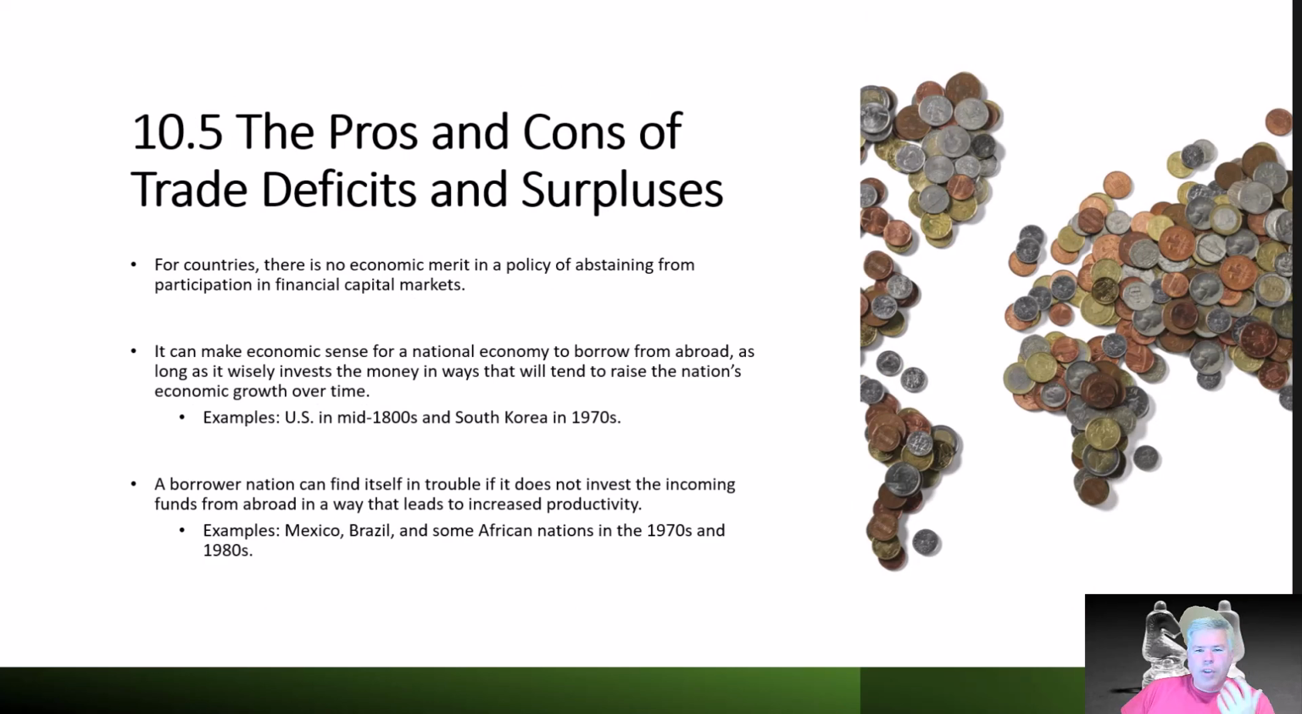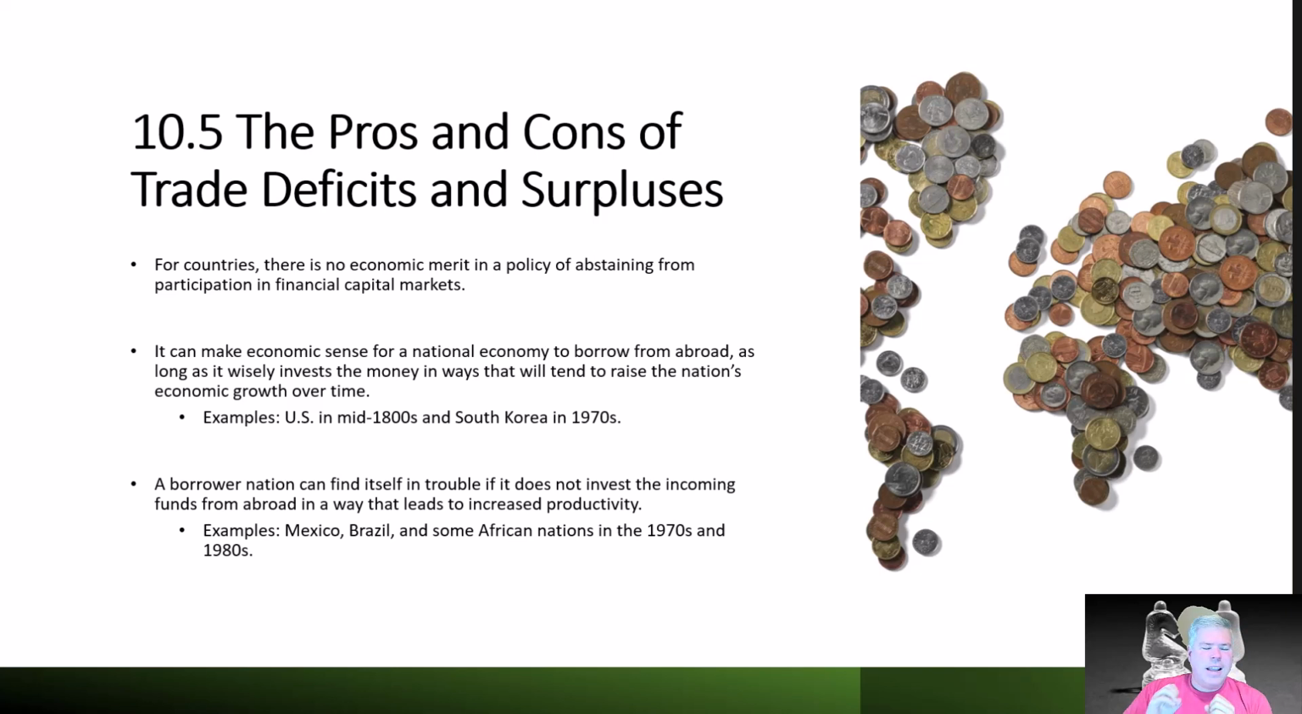So, pros and cons of trade deficits and surpluses. For countries, in and of themselves, there's no merit to an economic policy of not participating in capital markets. You can see that when you look at a country like North Korea, which really doesn't participate in any of the capital markets. They've been frozen out either by their own choice or by sanctions. Their economy is not a robust economy. They suffer through shortages, starvation and privation. So there's no benefit to not being a participant in global financial capital markets.